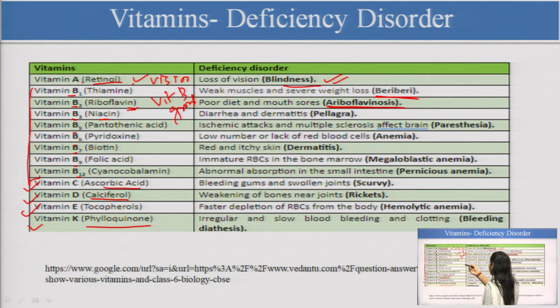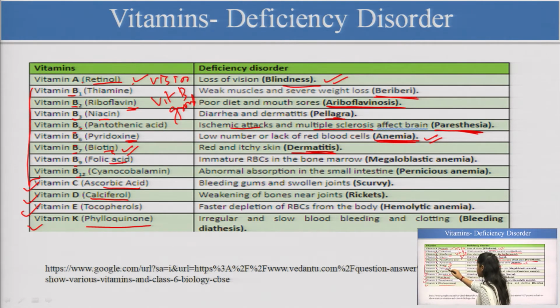If there is a deficiency of niacin, there will be pellagra. Then pantothenic acid, B5, its deficiency causes paresthesia. There will be ischemic attacks, and multiple sclerosis in the body. Pyridoxine is a very essential vitamin involved in many enzymatic reactions, and its deficiency causes anemia. Similarly biotin, its deficiency causes dermatitis. There are many skin formulations in which biotin is added, which is recommended to patients.